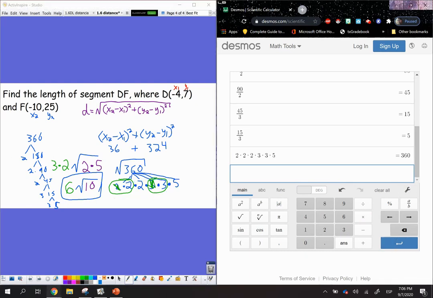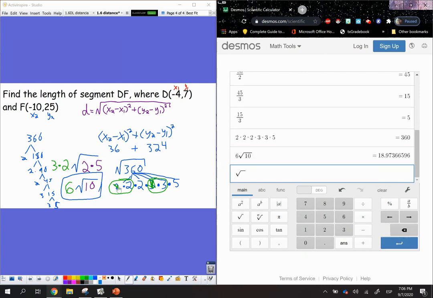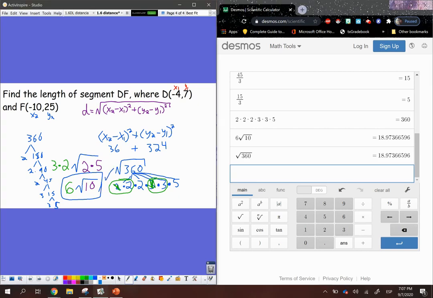So now since I simplified it, I know that I have 6 times the square root of 10. That gives me 18.97. So let me type in square root of 360 again, and we see that we get the exact same decimal number. So what that tells me is that my exact form is correct. This exact form matches the square root of 360, so that means this answer is correct.